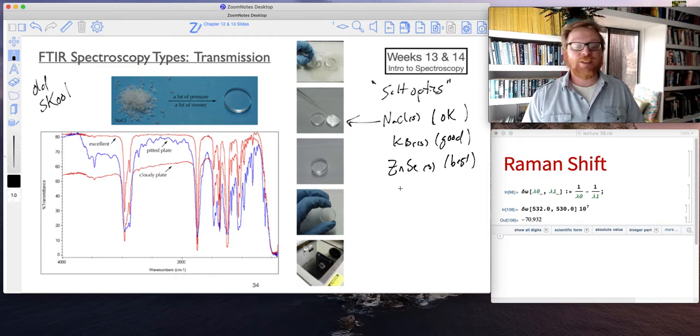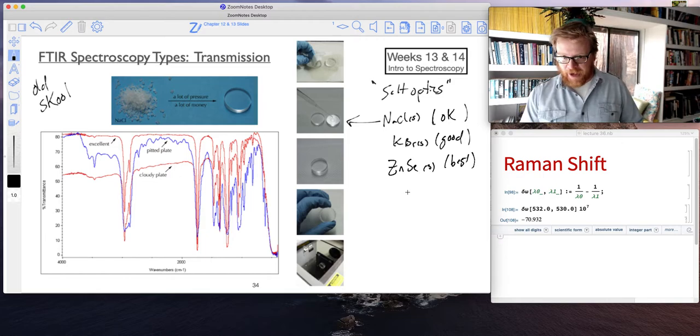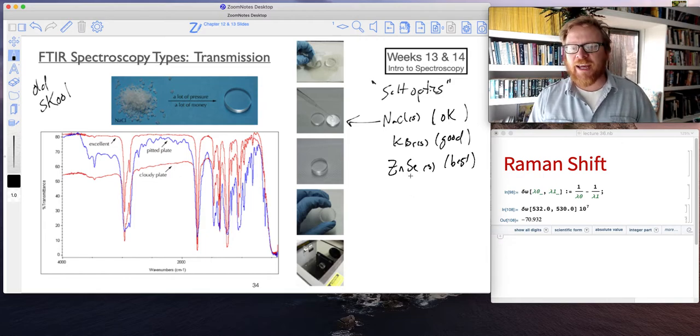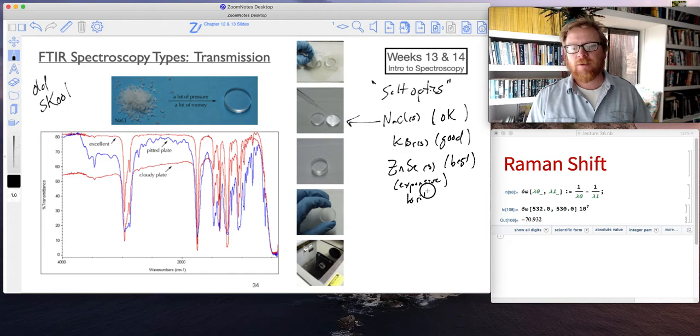So you could expose this stuff to ozone. You could expose it to fluorine radicals. You could expose it to UV light, and it will not degrade. Okay? It is also extremely expensive, even more expensive than our salt optics here. And it's very brittle and easy to break.